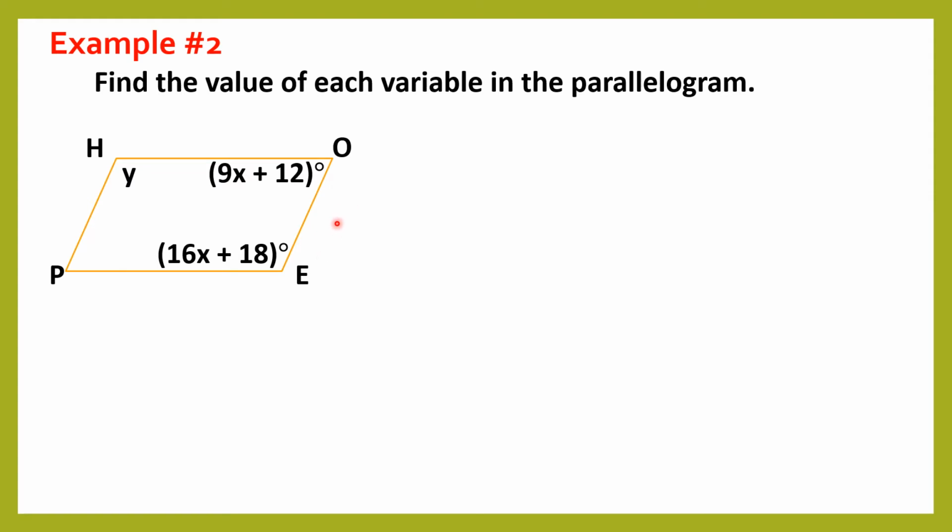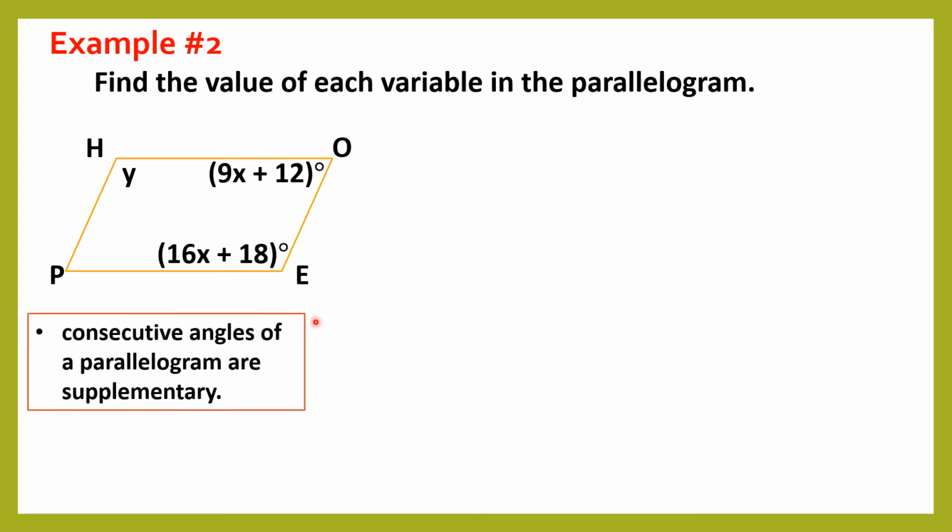So angle O and angle E are consecutive angles. So sa parallelogram, pag consecutive angles, they are supplementary. So consecutive angles of a parallelogram are supplementary. When we say supplementary, the sum of the two angles is 180 degrees. So we can say now that the measure of angle O plus the measure of angle E is equal to 180.